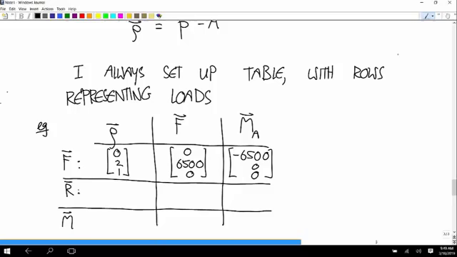Let's say this force R has a rho vector of 1, 0, 0. The force is 0, 0, negative 9,000. And so the moment is 0, positive 9,000, 0.